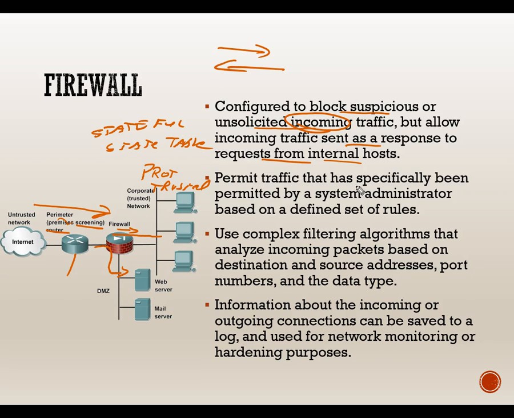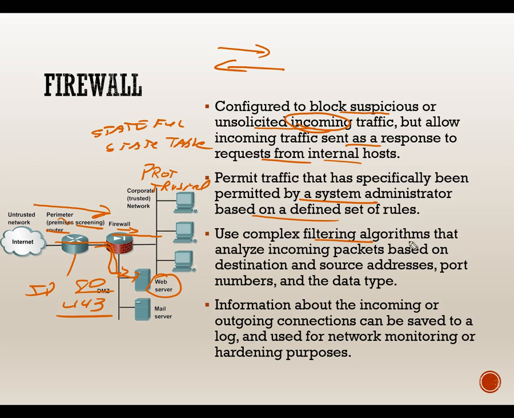Traffic that has been specifically permitted by the systems administrator based on a set of defined rules, and that's what the DMZ here does. One of the things that would happen there is, if we're running a web server, maybe we're selling something, we would really like people to be able to get to our e-commerce server. So any traffic destined to this IP address on port 80 or 443, whatever we're using, 80 for HTTP, 443 for secure, is allowed to go to that IP address. Traffic to the mail server is allowed to get to that IP address.